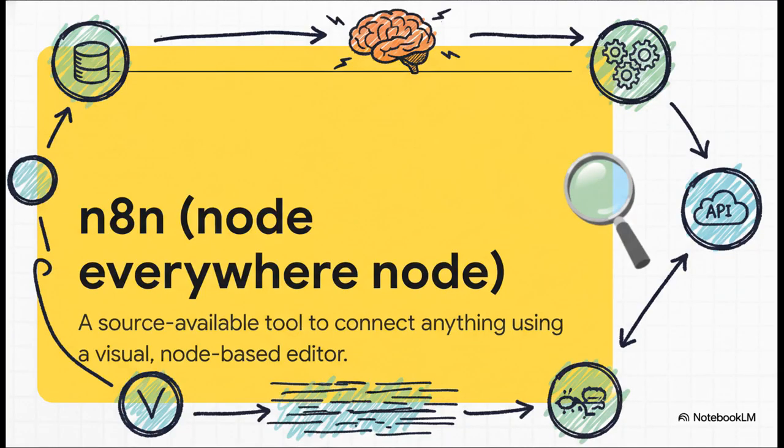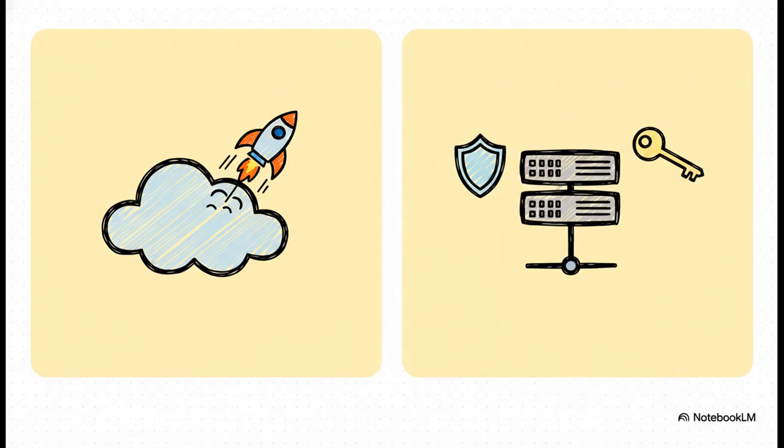So what does that actually mean? The name, n8n, stands for Node Everywhere Node, and it's a visual node-based workflow builder. It lets you connect all your different APIs, your databases, and custom logic in a way that feels a lot like visual programming. And right off the bat, you get a really fundamental choice to make. You can use their managed cloud version, which is great for a quick start, or you can self-host it on your own infrastructure. Now, for developers, that self-hosted option is the absolute game changer. It means you have total control over your data, ultimate security, and it's just unbeatable on cost.